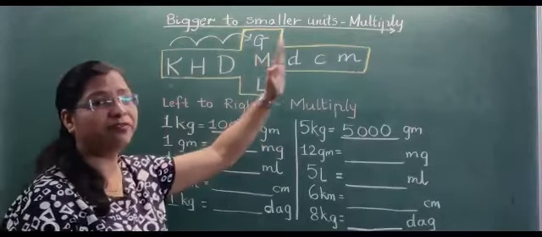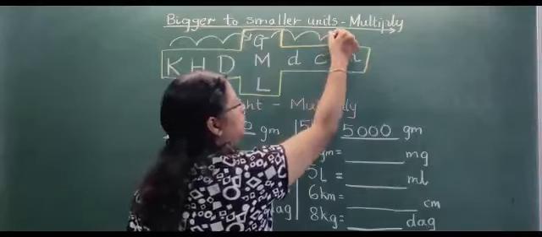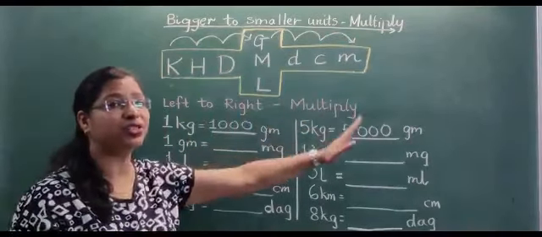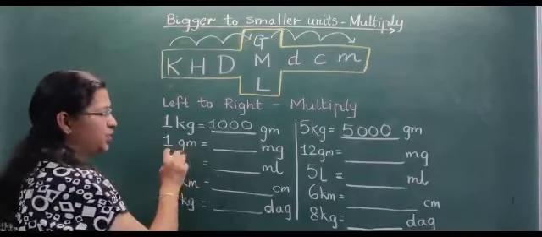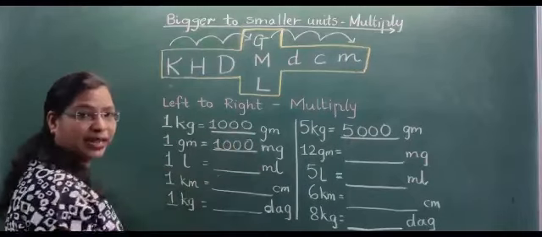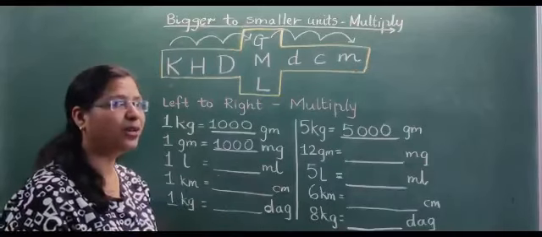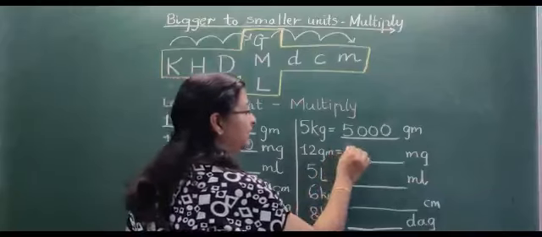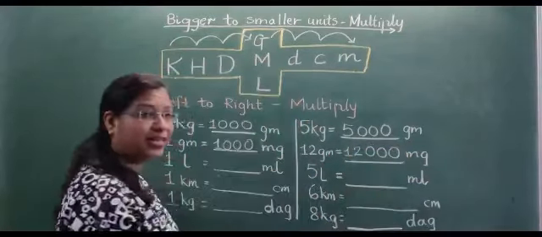So moving from left to right, let's see how many places you'll have to move. 1, 2, 3. So if you're moving 3 places to the right, you have to multiply by 1000. So 1 gram is equal to 1000 milligrams. So here 12 grams, how many milligrams? Yes, 12 into 1000, which is equal to 12,000 milligrams.